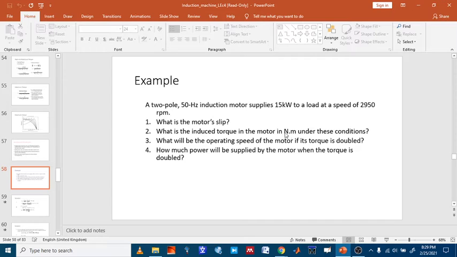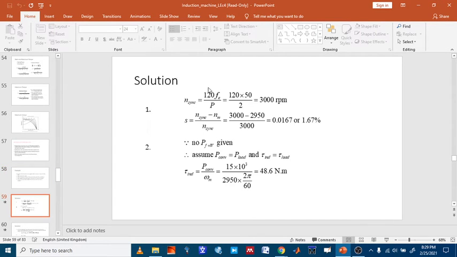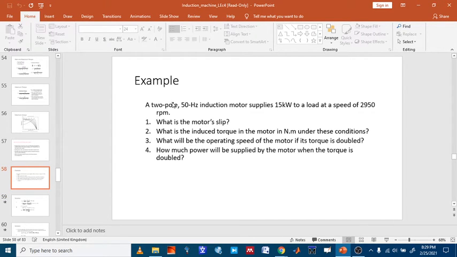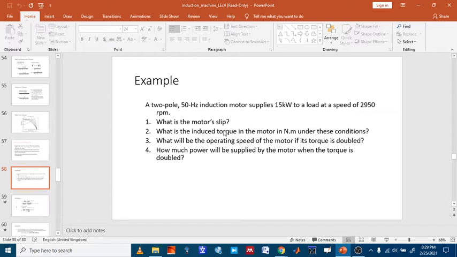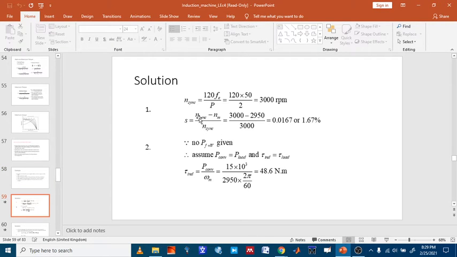Let's consider this example, so take note of it. A 2-pole 50 Hz induction motor supplies 15 kilowatts to a load at a given speed. What is the motor slip? This is the motor speed, so all we need to calculate is the synchronous speed, and it's given by this. The slip is given by the synchronous speed minus the motor speed, divided by the synchronous speed. Substituting, it turns out to be this.